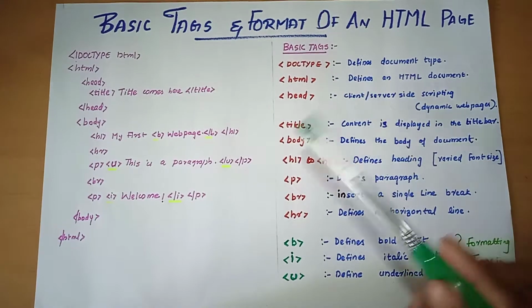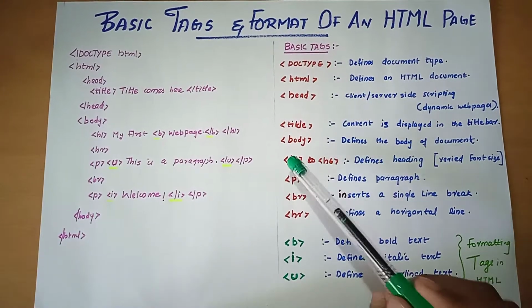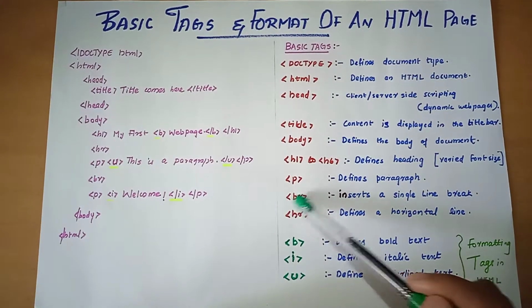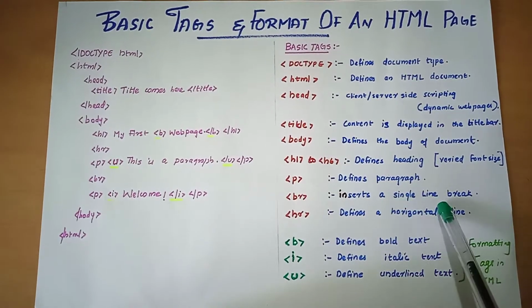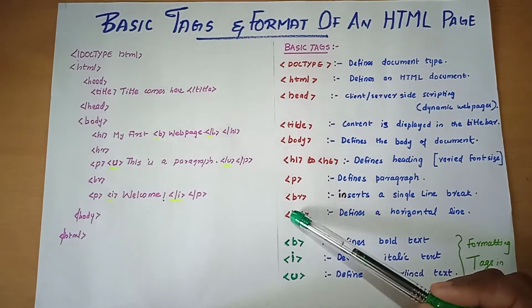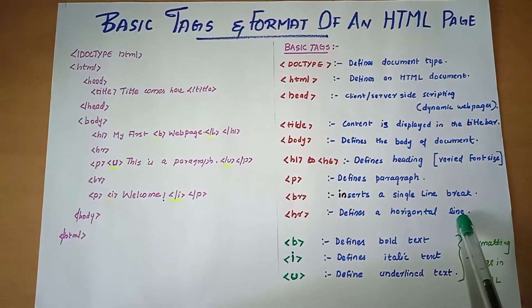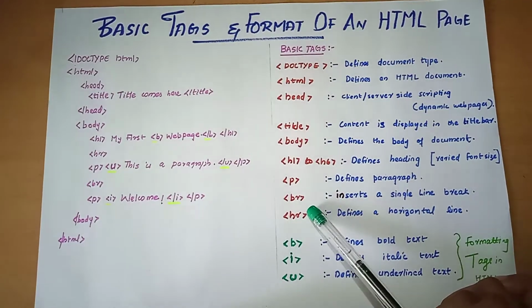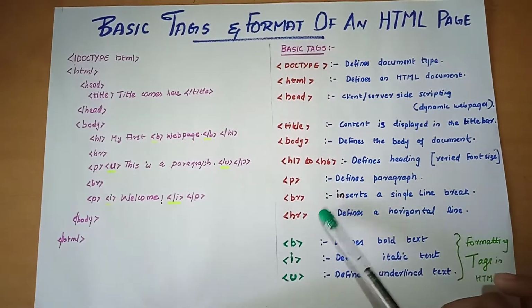The next one is paragraph tag. This paragraph tag defines the paragraph. Then the next one is break, which inserts a single line break. We already told that. Also HR defines a horizontal line. For both this break and HR, it doesn't need any closing tags. That's very important to keep in mind.